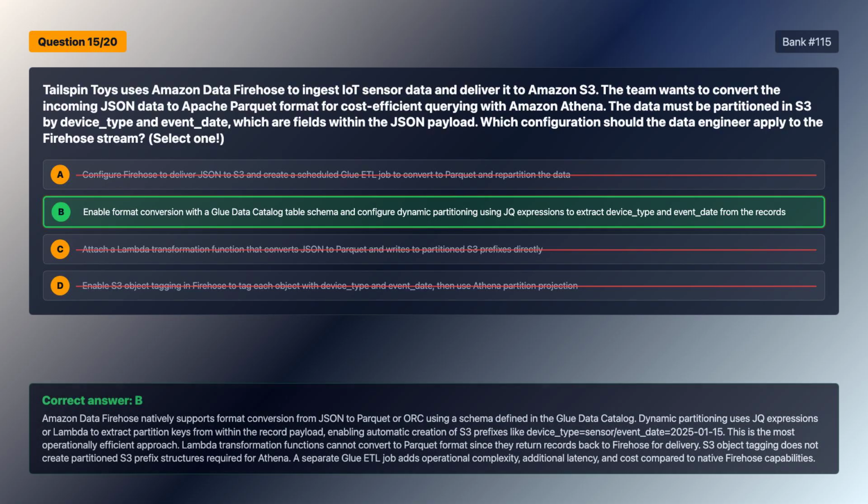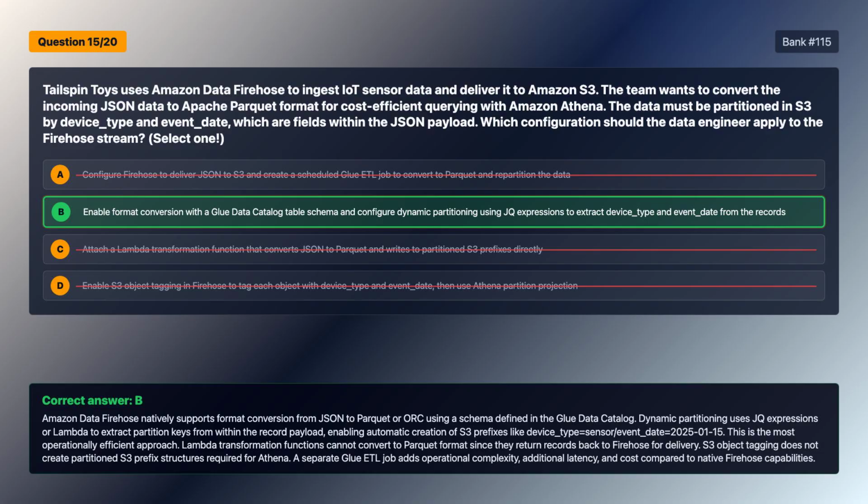The correct answer is option B. Amazon Data Firehose natively supports format conversion from JSON to Parquet or ORC using a schema defined in the Glue data catalog. Dynamic partitioning uses JQ expressions or Lambda to extract partition keys from within the record payload, enabling automatic creation of S3 prefixes like device type equals sensor/event date equals 2025-1-15. This is the most operationally efficient approach.